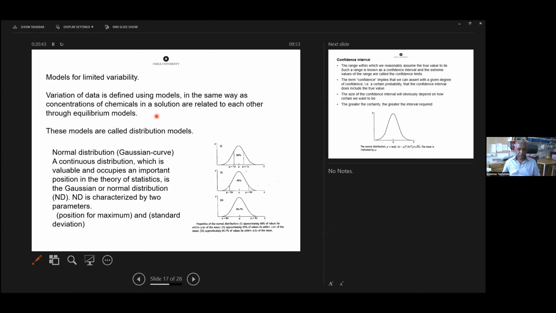And variation of data is defined using models. That's a normal distribution that we use here. And in the confidence interval, if we choose plus minus 1 standard deviation, then it will represent 68% of the Gaussian curve. And most often, if nothing is said, we use a 95% confidence interval. And if it's 99.7%, then you will have plus minus 3 standard deviations. The more you open, the more standard deviations it covers.